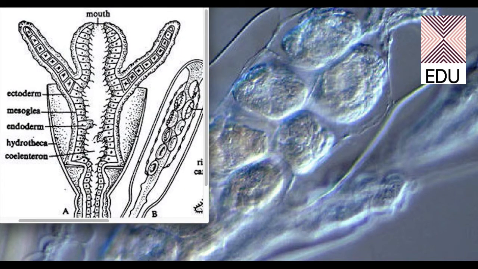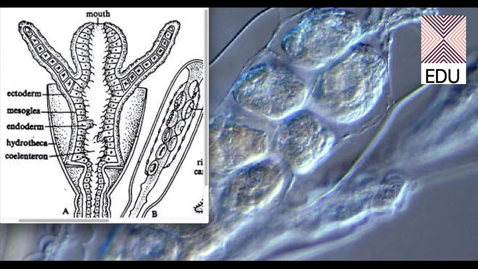Now this is a histological diagram of a polyp. Here you can see the outermost layer, which is called the hydrotheca. This is the perisarc present around the polyp. It is a protective coating outside the polyp. The whole polyp can retract or protract out of this hydrotheca.